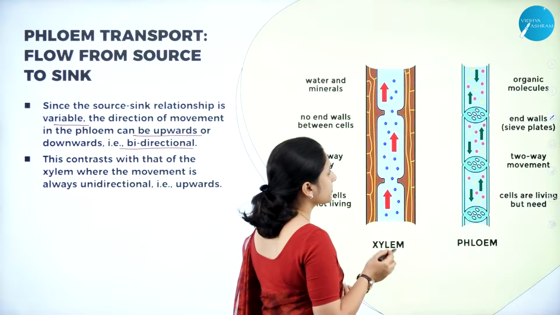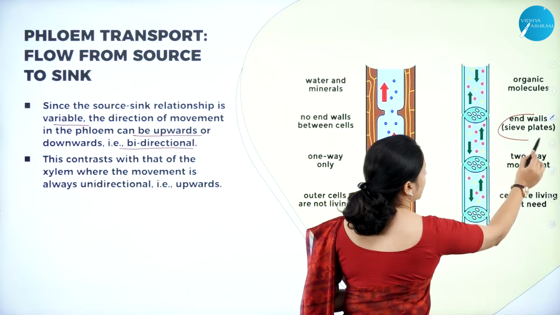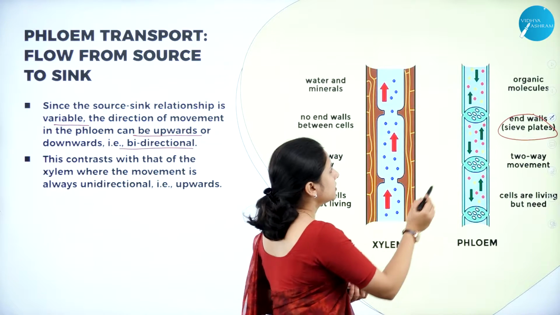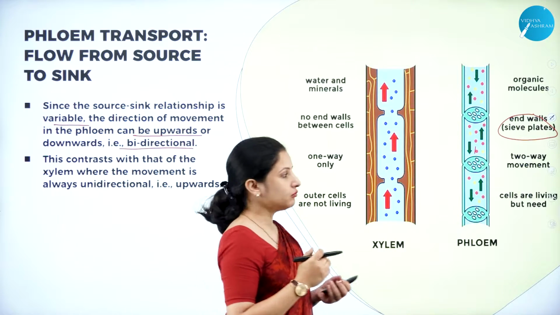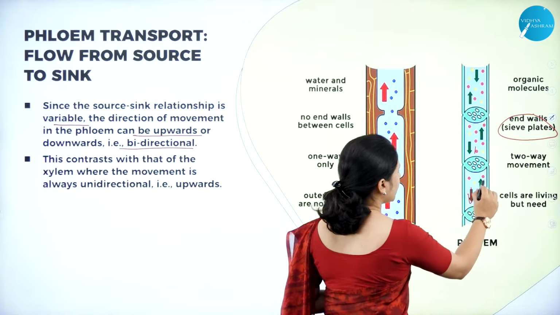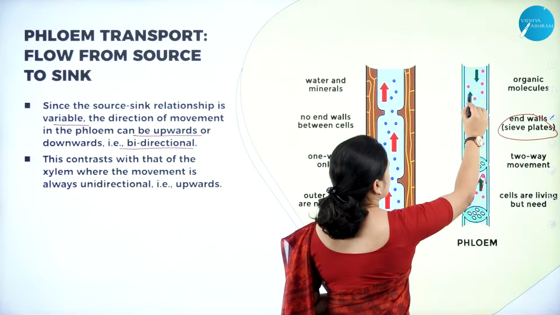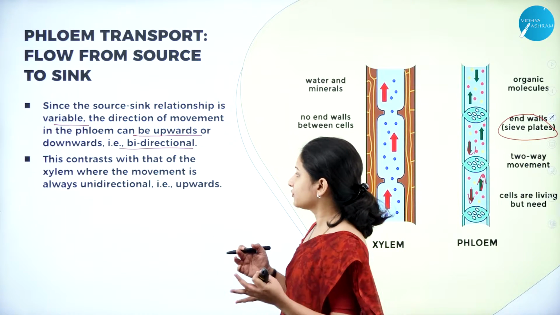So in phloem, one more reason is that they have sieve plates. That is, they have end walls. So therefore, these sieve plates actually help in bidirectional movement as well. So here you can see the movement is in both directions, that is upward movement as well as downward movement. They can be bidirectional from source to sink.